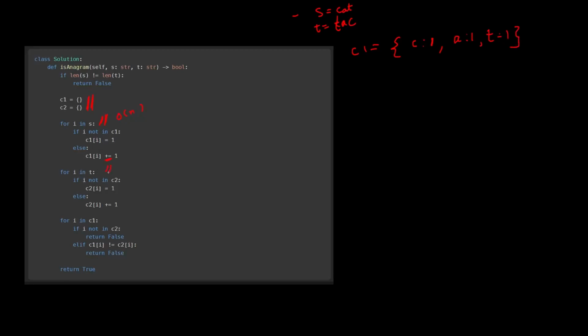Then we will do the same with T. This will also take order of n. So T is encountered first time, so we will make it 1. A for the first time 1, and C for the first time 1. So after doing this, we will traverse C1. For I in C1, this will give us the keys of C1. This will also take order of n time because we are traversing through it only once.